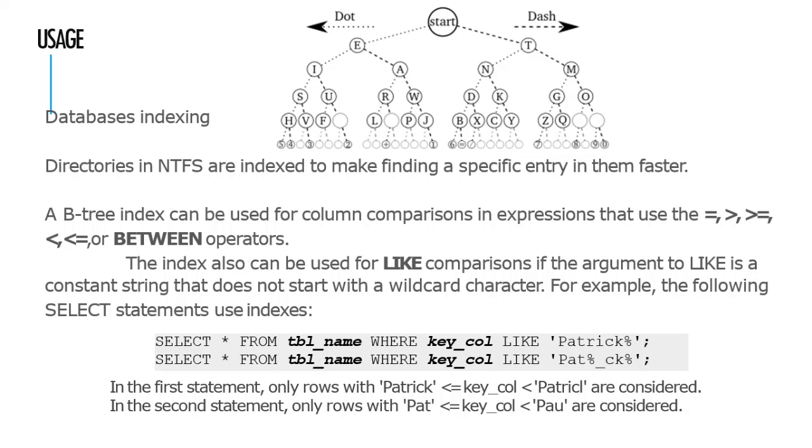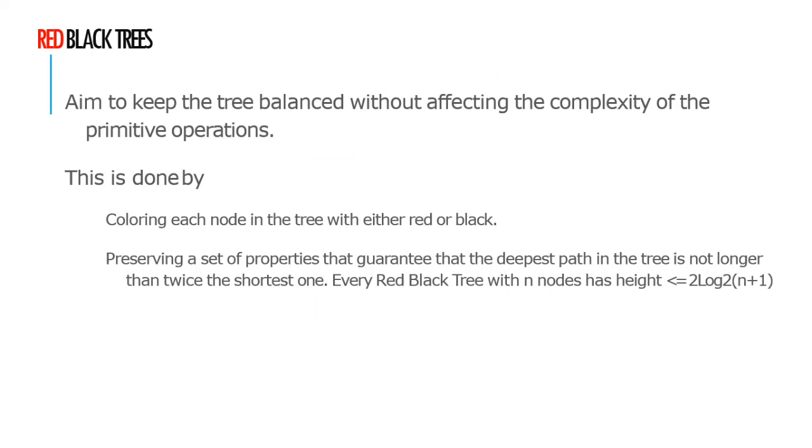The first statement means only rows of Patrick less or equal to key column, and Patrick are only considered now. In the second statement, only rows of Pet less or equal to key column are considered, as you can see from the second statement.